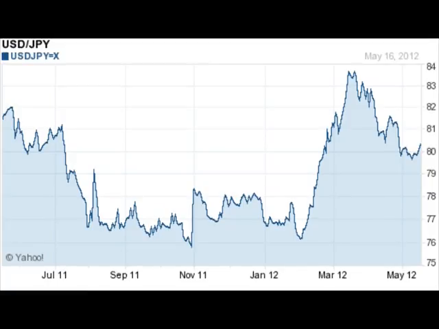The exchange rate between the dollar and the Japanese yen is $1 US equivalent to 78.35 yen, and 100 yen is equivalent to $1.26. And this graph shows that the US has taken a slight dip to the yen as it has been rising over the past year.